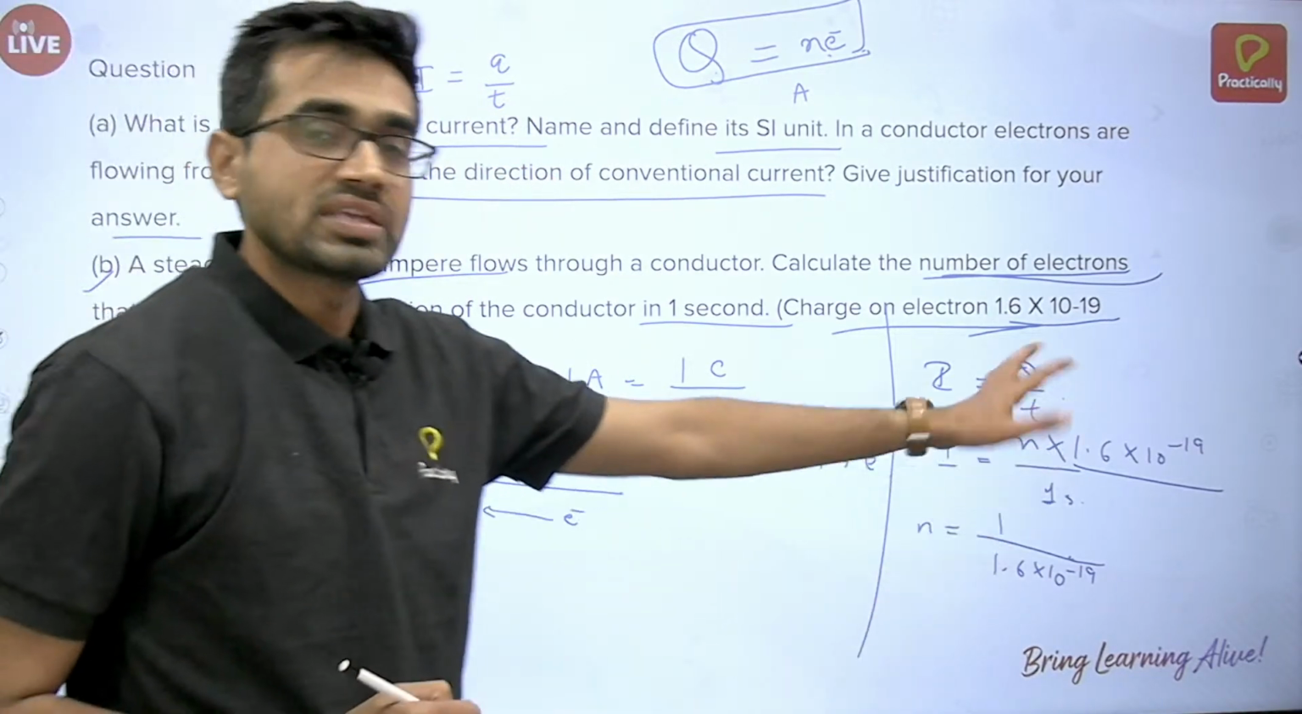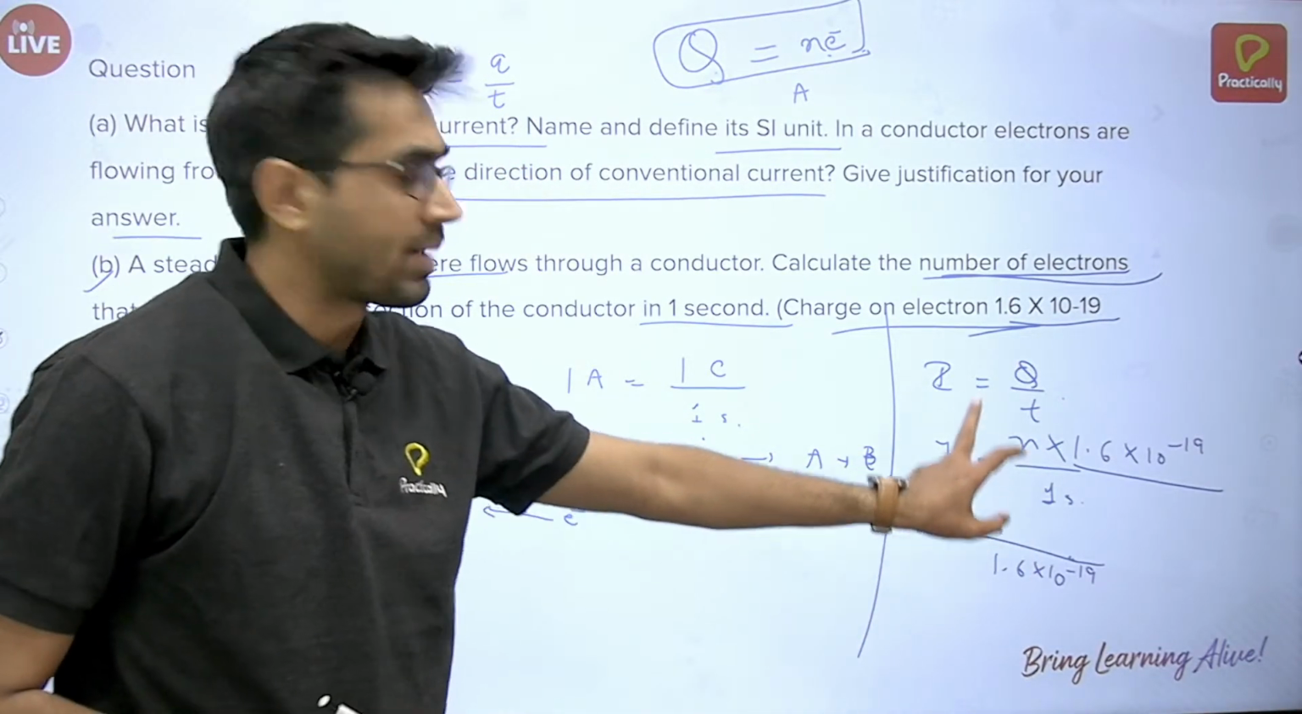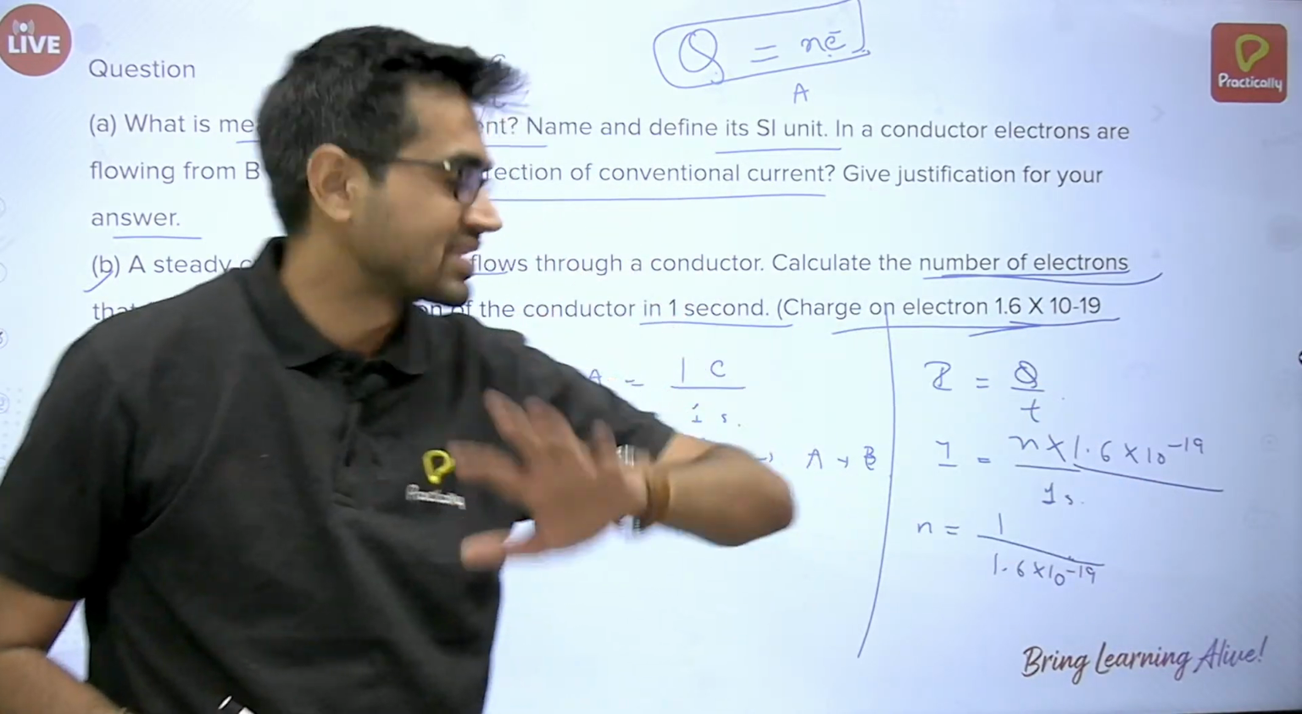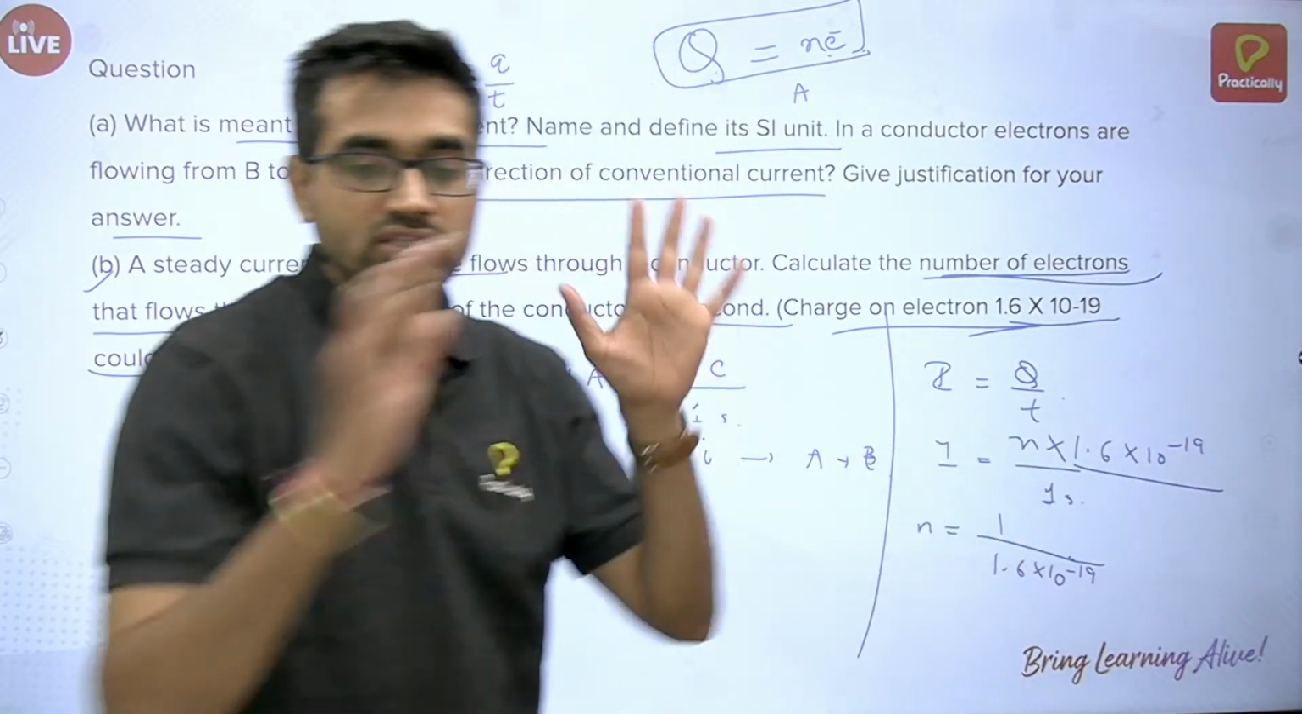Okay, all the units have balanced because current is in amperes. Ampere is coulomb per second. This coulomb will cancel the unit of coulomb. There is no unit cancellation left, it's just that you understand everything is gone.